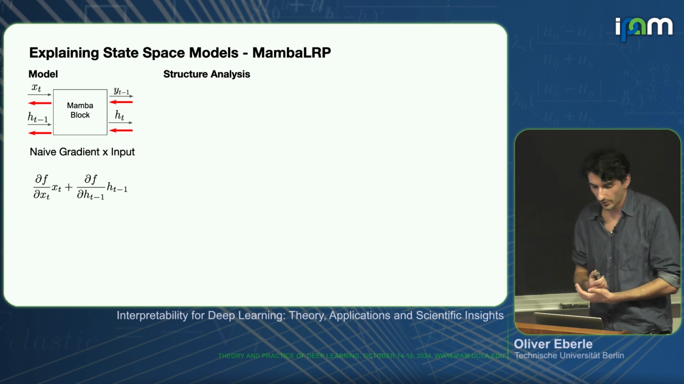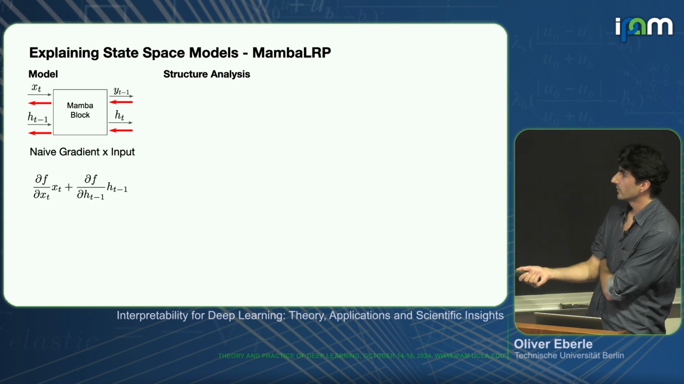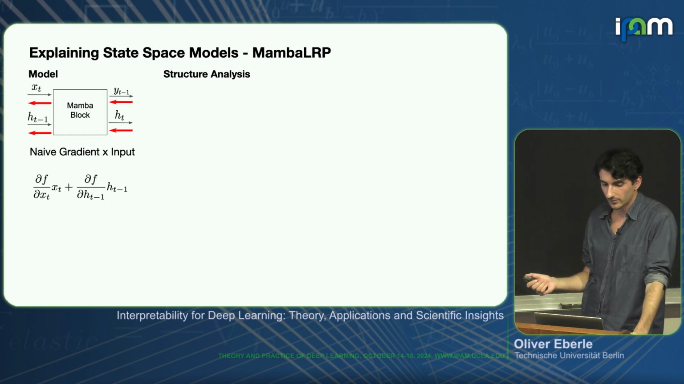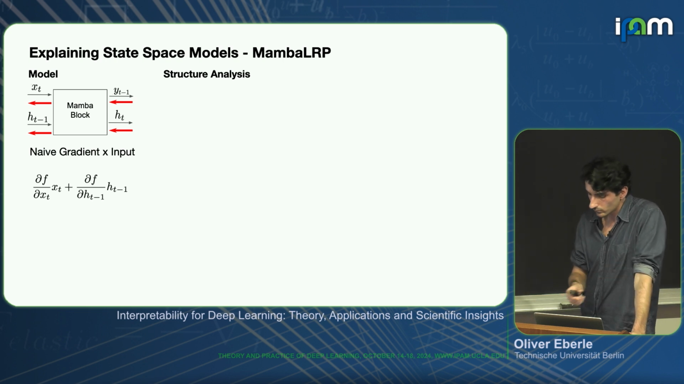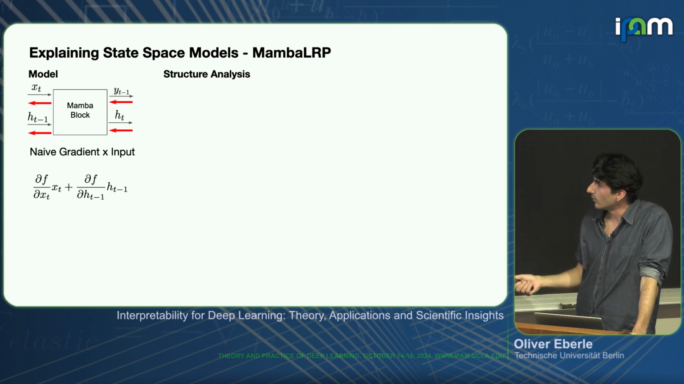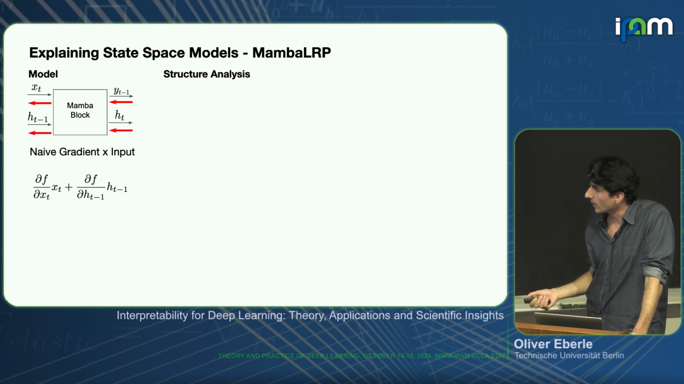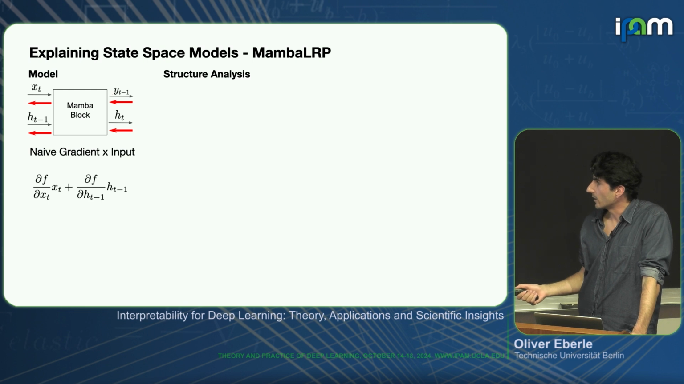And this is the usual recipe that we follow. We look at this block as a box that has some inputs and outputs. These red arrows here are the relevance that we attribute to these vectors or variables. And when we compute a naive gradient times input of this block, we end up with a term like this that we then need to resolve.